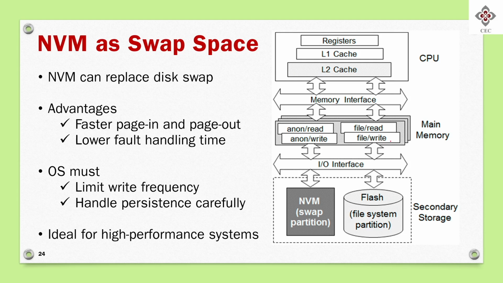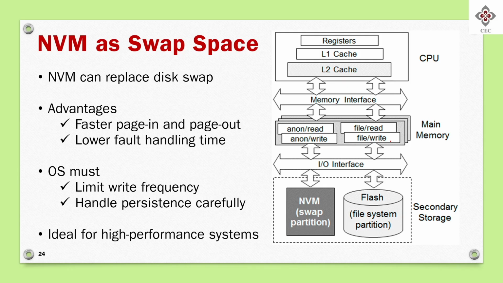So, all these decisions can be taken, and if you implement the secondary storage using NVM, this NVM is a flash file system partition which will not do any mechanical movement of read and write head. So, it performs faster page in and faster page out. So, lower fault handling time. So, whenever there is any page fault, its handling time is very low. So, it is much faster when compared to HDDs which we use in the traditional systems.